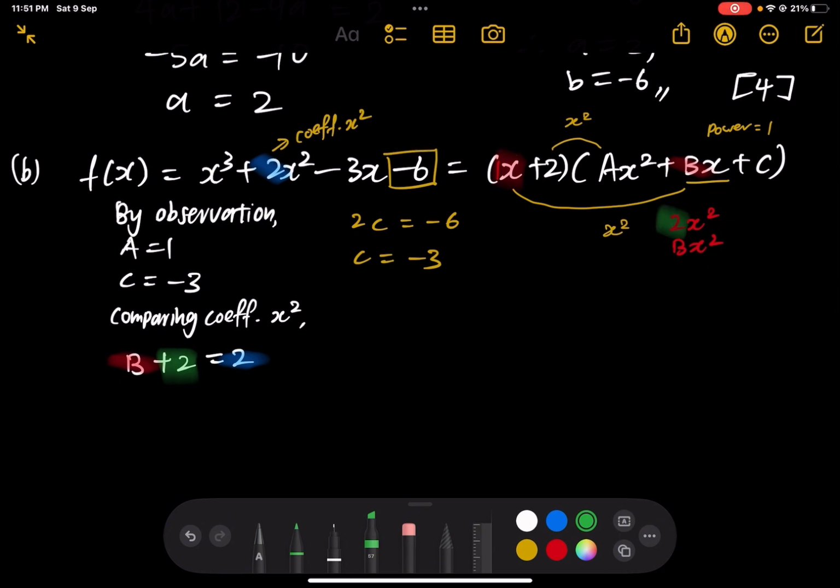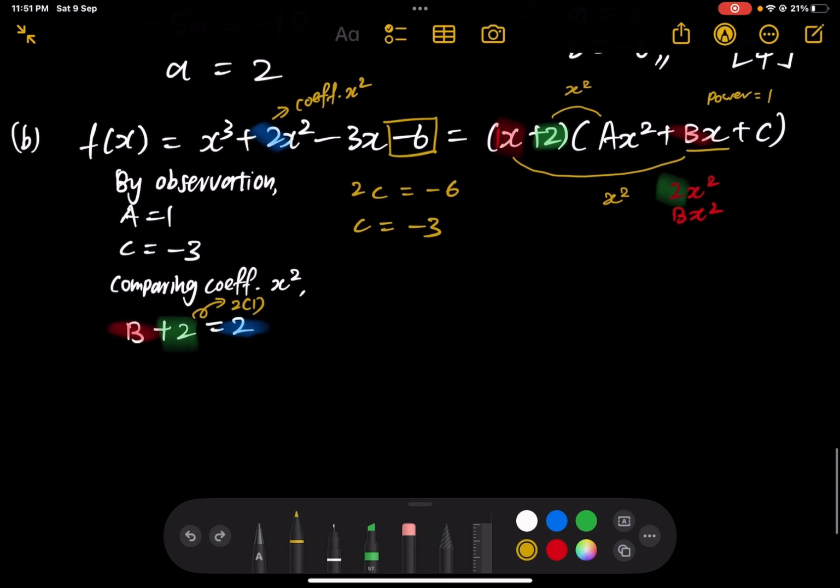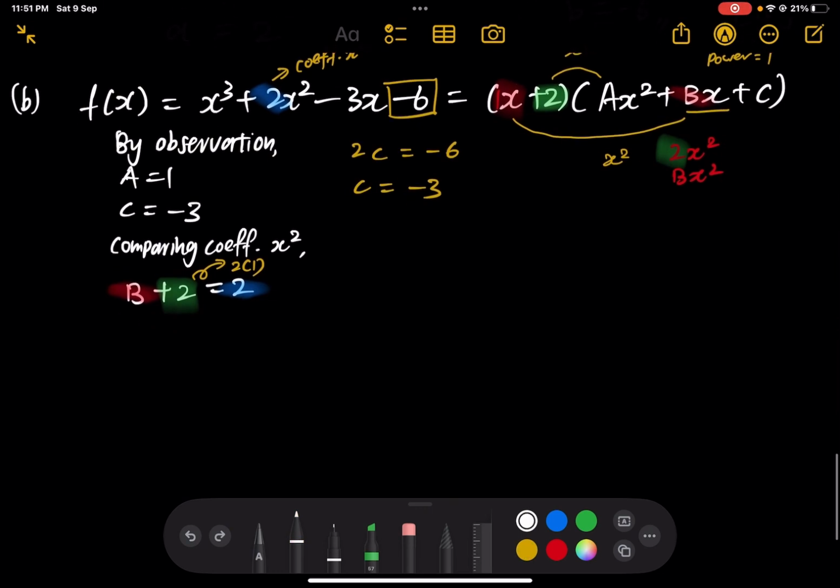2x squared. You have a 2 here with your a, because I know my a is 1. Technically, it's 2 times 1, because my a is 1. I already found my a, so I sub it in. Now, I'll be solving this. Very easy. b will be 0.